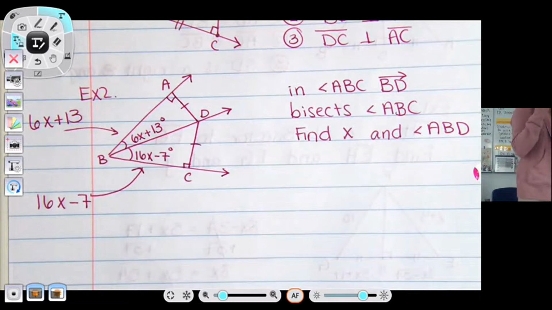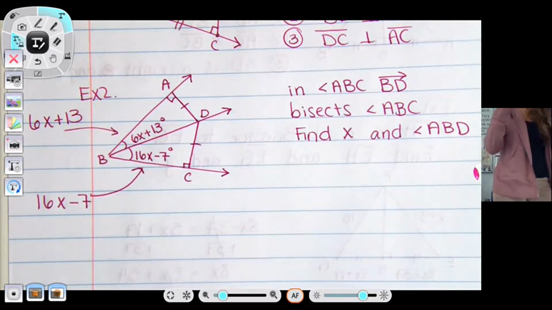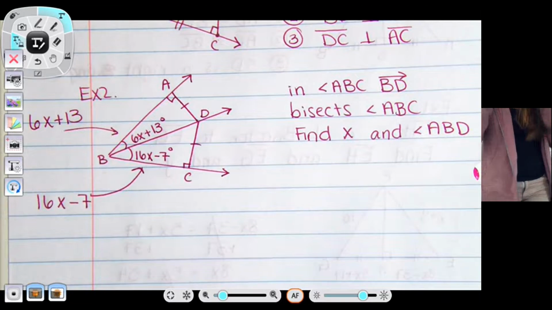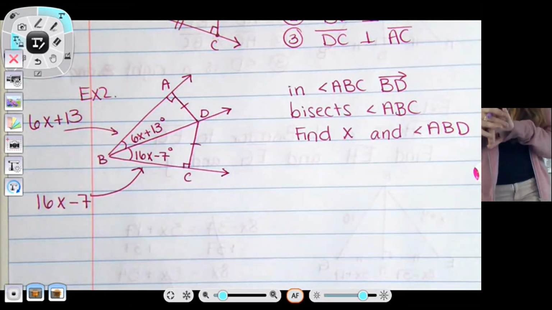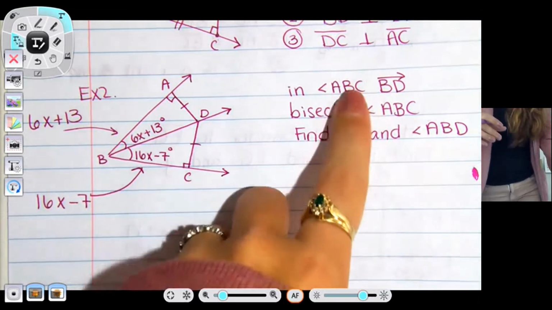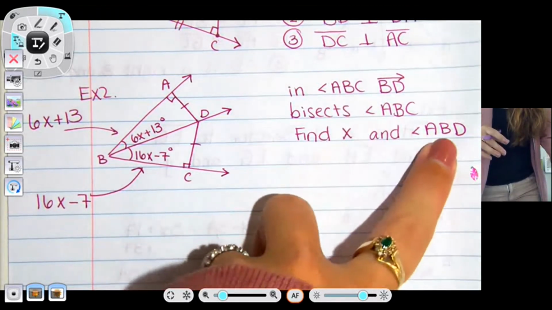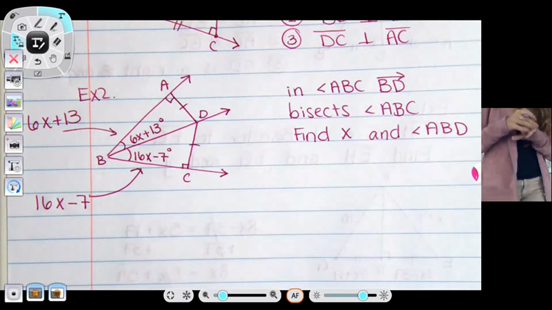So since it's an angle bisector, you know those angles are congruent. So you can set them equal to each other. Nice. And then now you have to find angle ABC. No, I want ABD. Sorry, ABD. Oh, I was looking at this part. I want ABD. You're right. My bad.